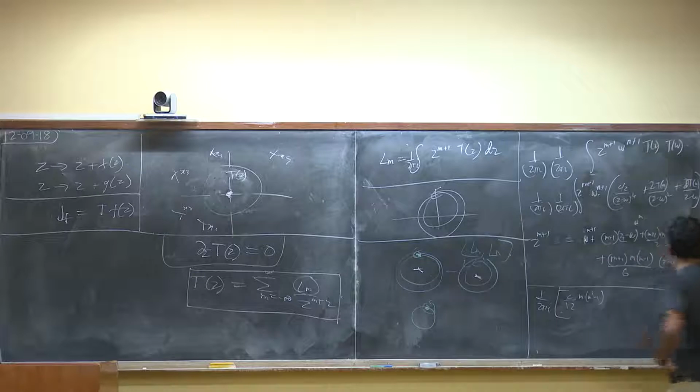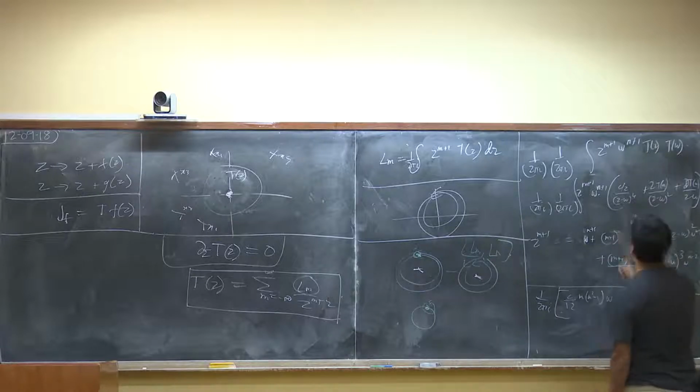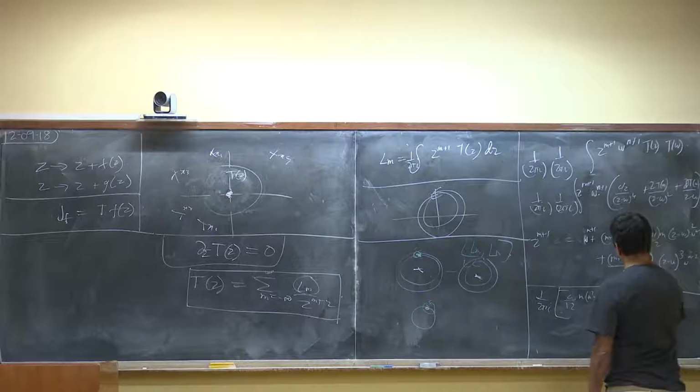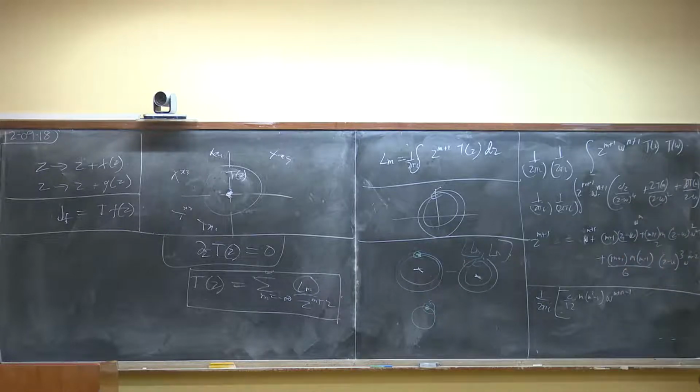Okay? And now what's the power of w? We have w to the power m plus n minus 1. Okay? That's great. We got this term when we clicked this with this. What about when we click this with this? Then we get plus m plus 1 into w to the power m plus n plus 1. And that's it.